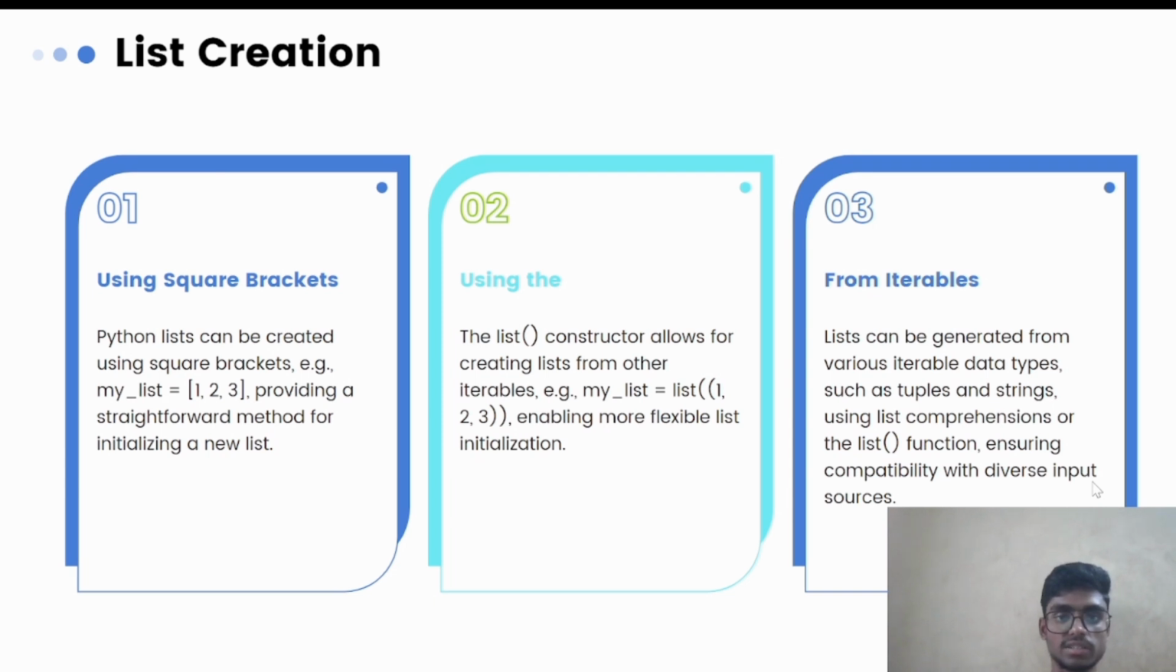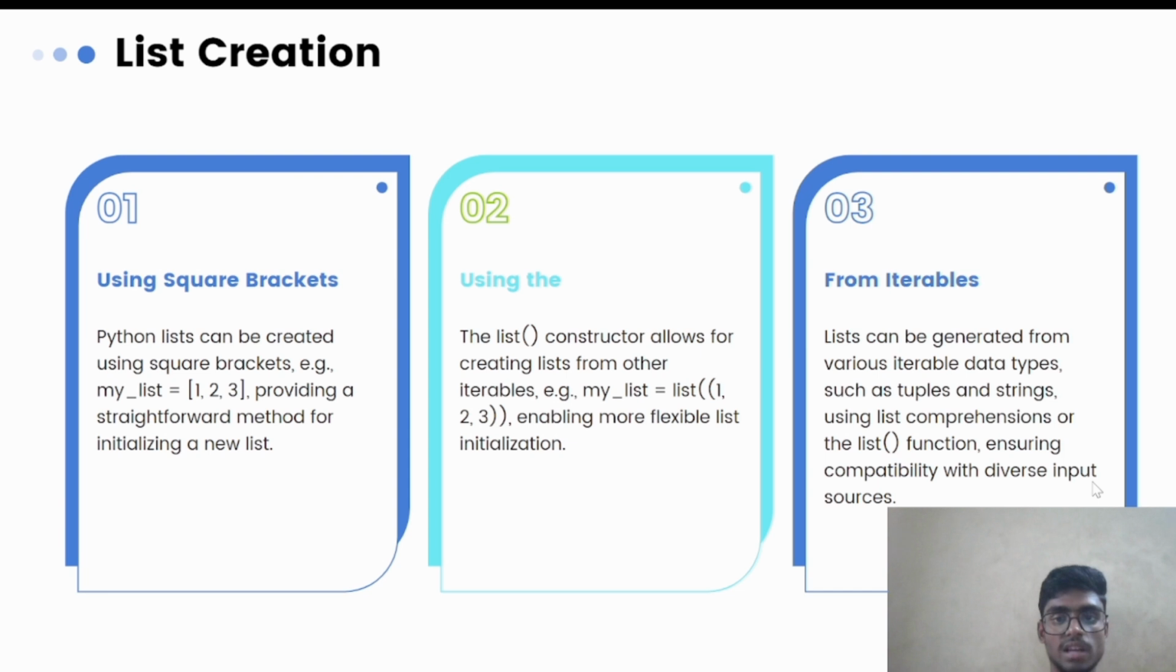List creation using square brackets. A Python list can be created using square brackets. Example: here we give my_list equal to 1, 2, 3. It is in square brackets. Using the list constructor allows creating a list from other iterables. Example: my_list equals list, braces open, 1 comma 2 comma 3, enabling more flexible list initialization.